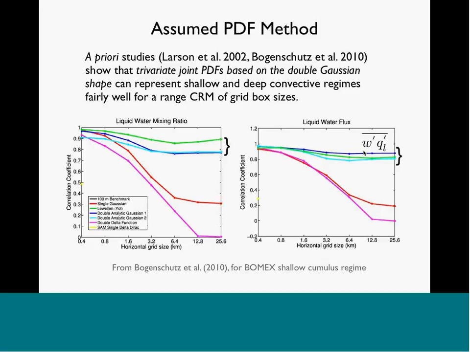So certainly we see a benefit of using the more complicated PDFs. As the grid size gets larger, the subgrid distribution is just going to get more skewed, especially in cases with cumulus clouds.